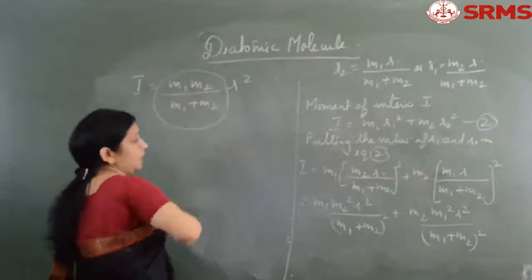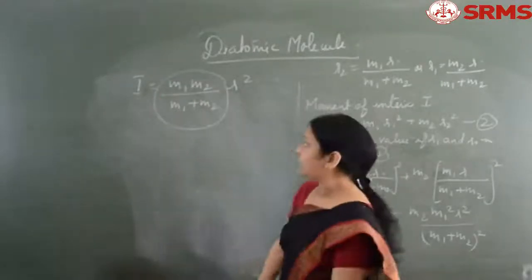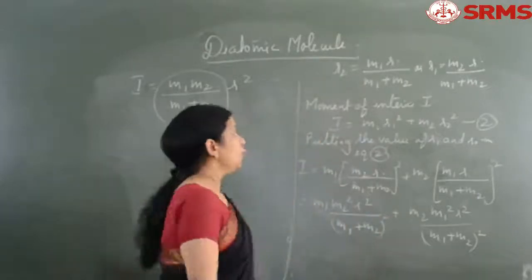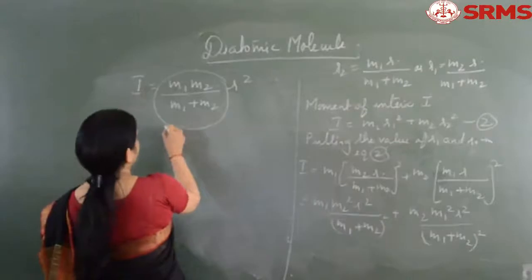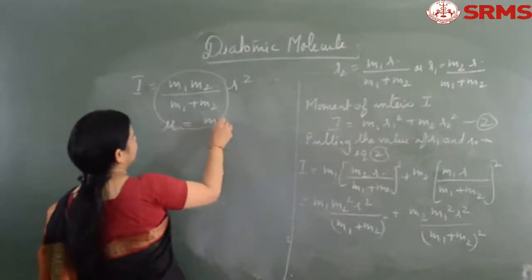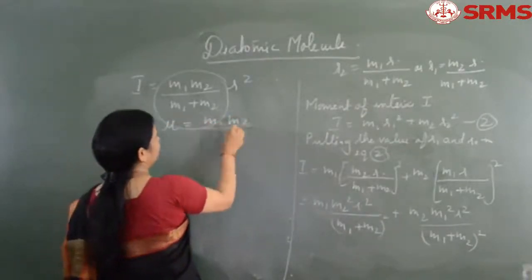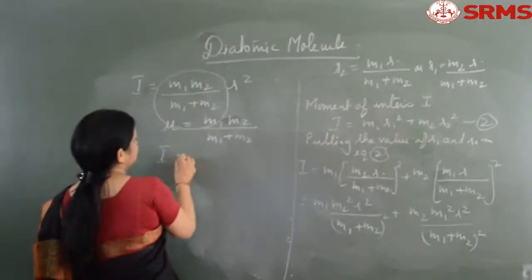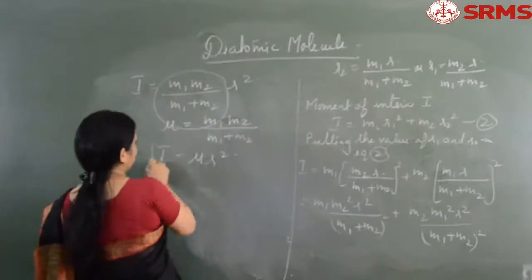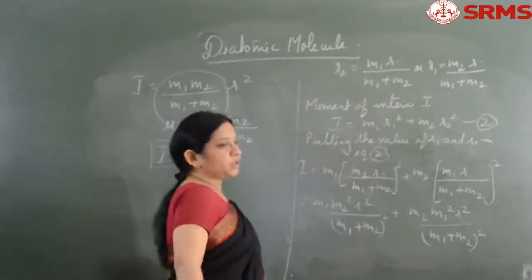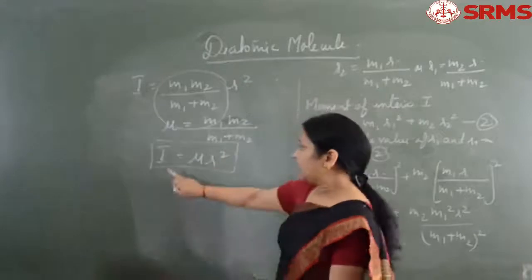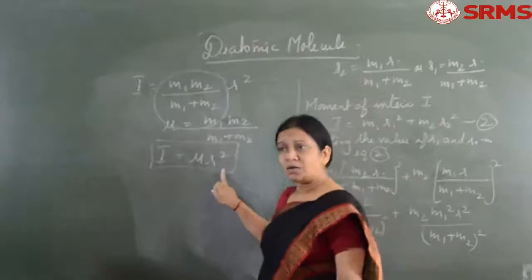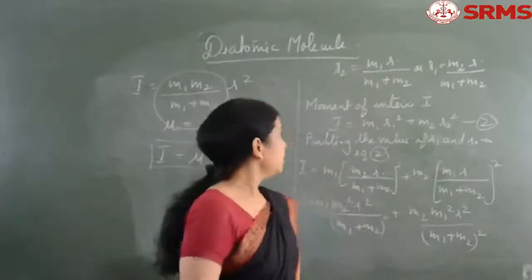This m1 m2 divided by m1 plus m2 is the reduced mass, which is denoted by mu. So mu is equal to m1 m2 over m1 plus m2. So I is equal to mu r square. So this is the equation which is going to give the moment of inertia. I is the moment of inertia, mu is the reduced mass, and r is the bond length or internuclear distance.